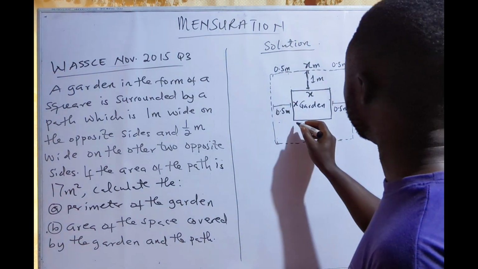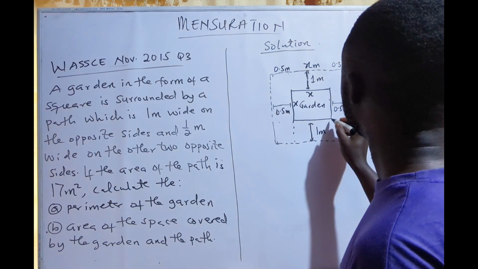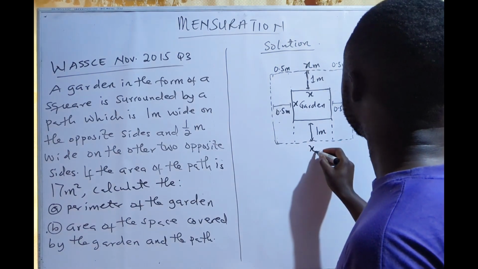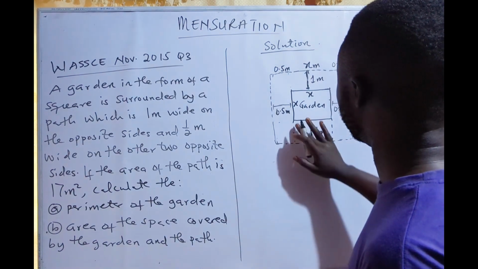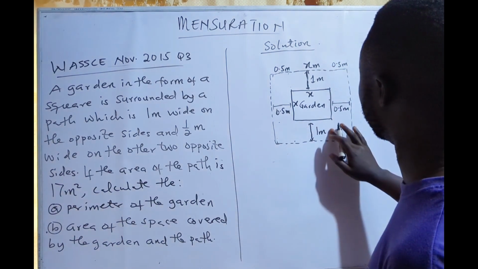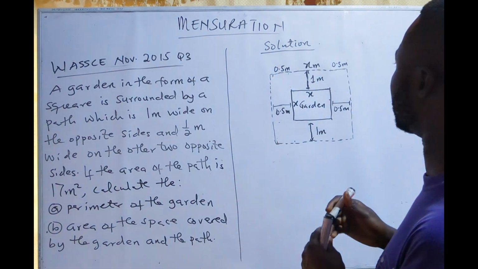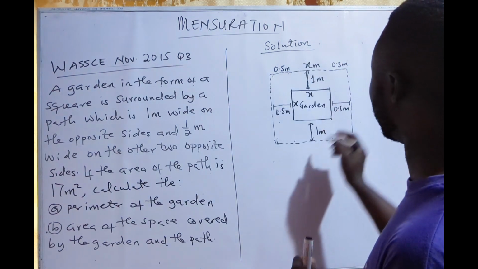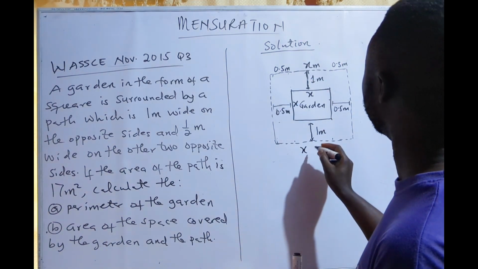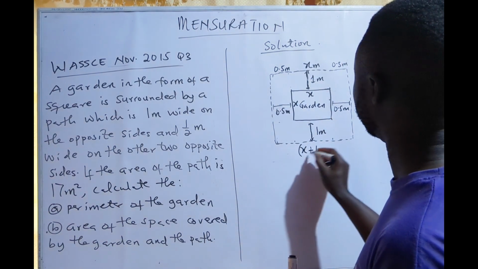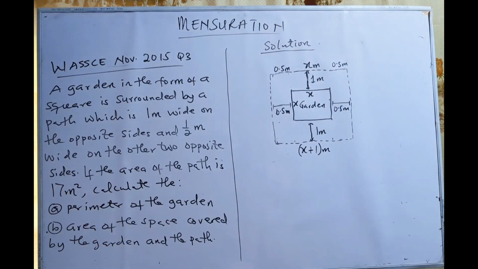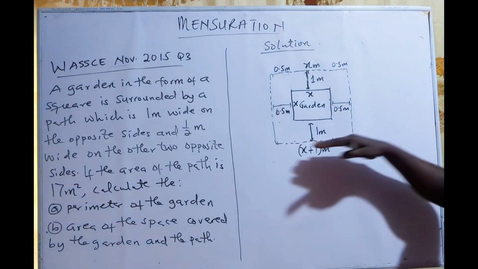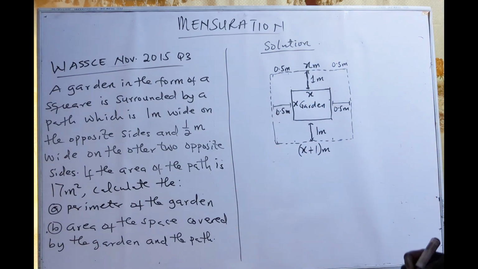When I come here, it's the same thing. My x meters, my 0.5. Let me even add it at this side, because this side will be the same as this side. So x plus 0.5 plus 0.5 gives what? x plus 1 meters, because 0.5 plus 0.5 is 1. So x plus 1 meters. So this is the length of one side of the rectangle.